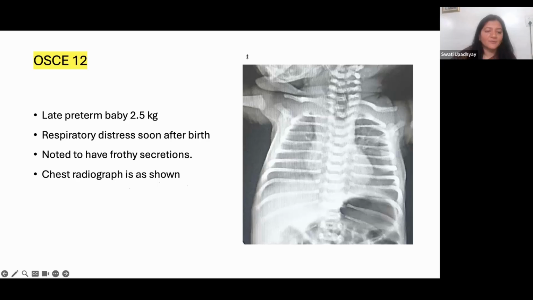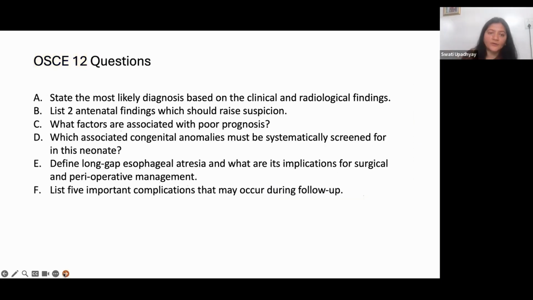Okay. So we have a clinical scenario here, a simpler one. It's a late preterm baby, 2.5 kg, with respiratory distress soon after birth, and was noted to have frothy secretions. And the chest radiograph is as shown. Yes, I can already see in the chat box, all of you have written TEF. Very good. So the most likely diagnosis here is tracheoesophageal fistula. The baby is having frothy secretions, respiratory distress soon after birth, and radiologically we can see that there is coiling of the tube. So the most likely diagnosis is TEF, right?